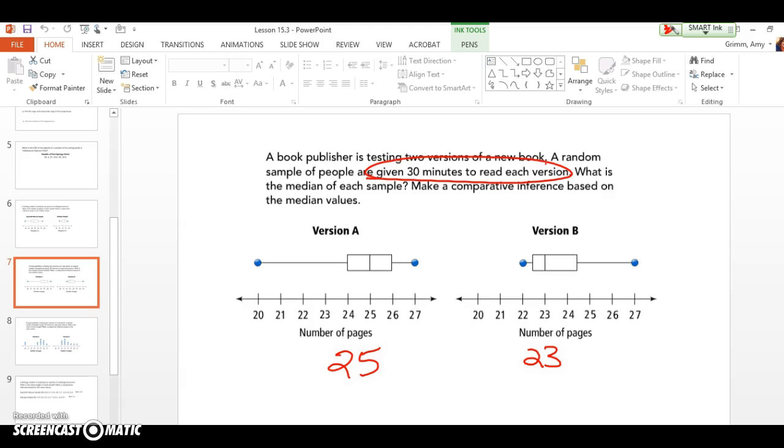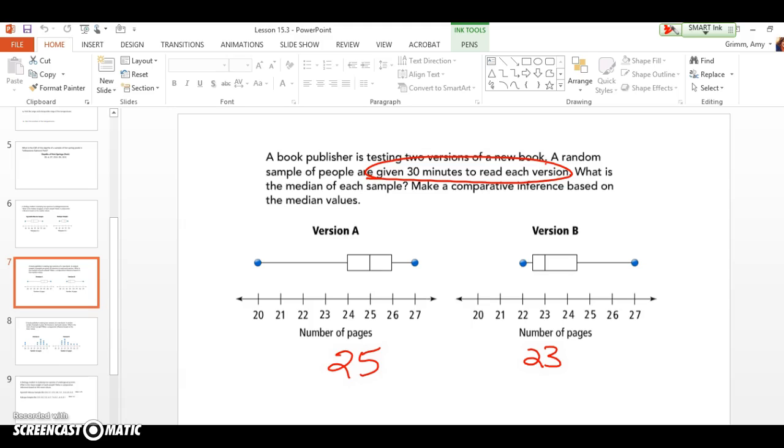What would you conclude? Cassie? One shorter than the other. Shorter than the other? Yeah. It's the same book, right? Version A and version B. Less pages. It's the same book. Less words. Oh. Wait, the same book. Wait. Number of pages.